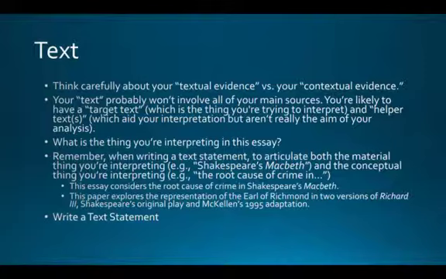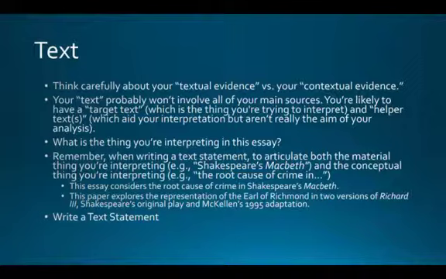So first of all, think carefully about your textual evidence versus your contextual evidence. Your text isn't all of your main sources. You're likely to have a target text, which is the thing that you're trying to interpret, and then some helper texts which aid your interpretation, but they're not really the point. So for example, if you're doing a historicist essay on the Heath, what you care about is the Heath. King Lear is less important to that essay than King Lear being a helper text that makes you able to understand certain things about the Heath.